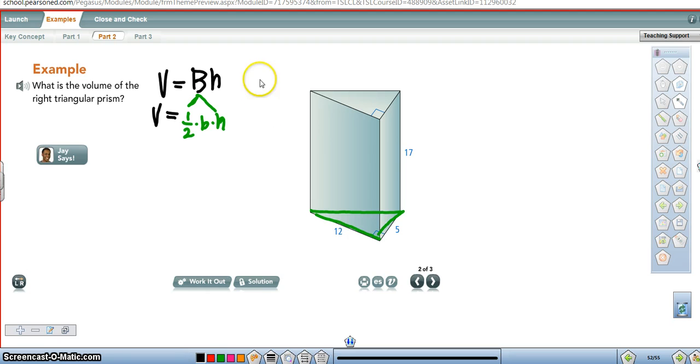But then we also have to multiply by the height of the whole prism. So first we're going to find the area of the triangle, because that's our base, 1/2 times b times h, and then we'll multiply that by the height of the whole 3D prism. Okay, just working on our triangle base. The base of the triangle is 5 and the height of the triangle is 12. The base and the height of triangles always meet at a right angle, so you can make sure you're picking the right values.